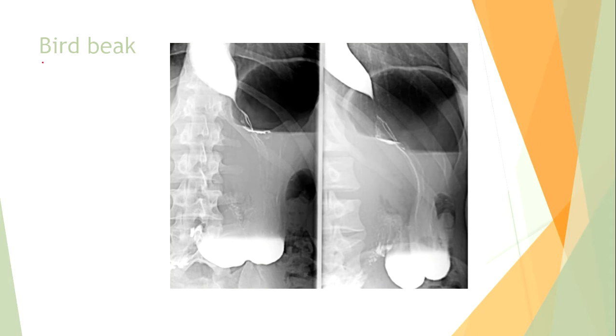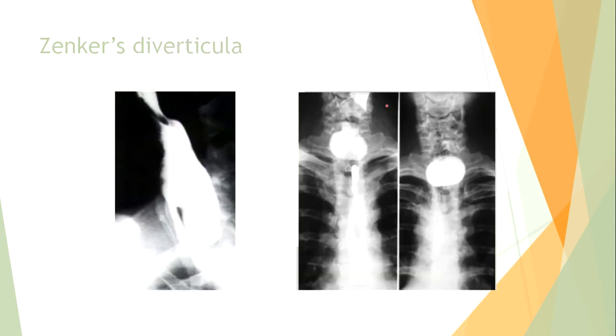This sign is called bird beak. So we see high width of the esophagus, and here we see the spasm. Another pathology of the esophagus is Zenker's diverticula. Diverticula of the upper portion of the esophagus we can see as a bubble filled with the contrast on the fluoroscopy.